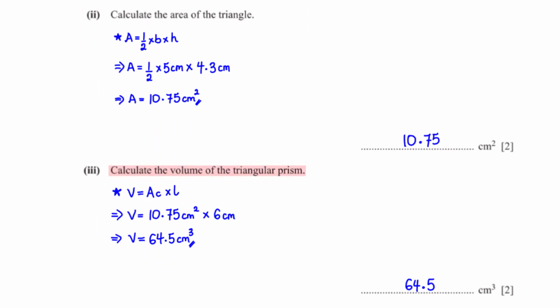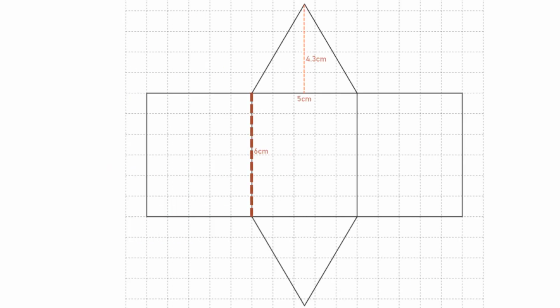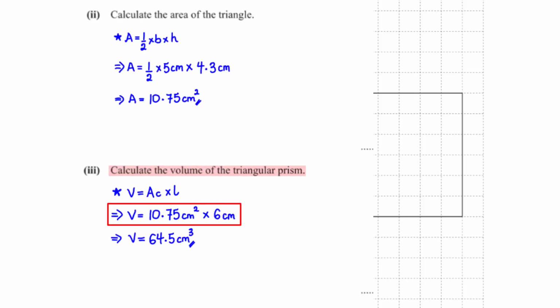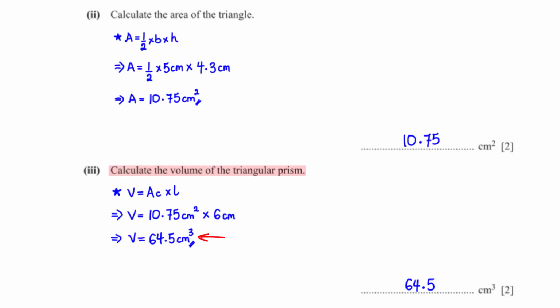Calculate the volume of the triangular prism. Here is the formula for the volume of a prism. In this case, the cross-sectional area of the prism is a triangle, whose area we found to be 10.75 centimeters squared. From the grid, we get the length of the prism to be 6 centimeters. When we type this into the calculator, we get 64.5 centimeters cubed.